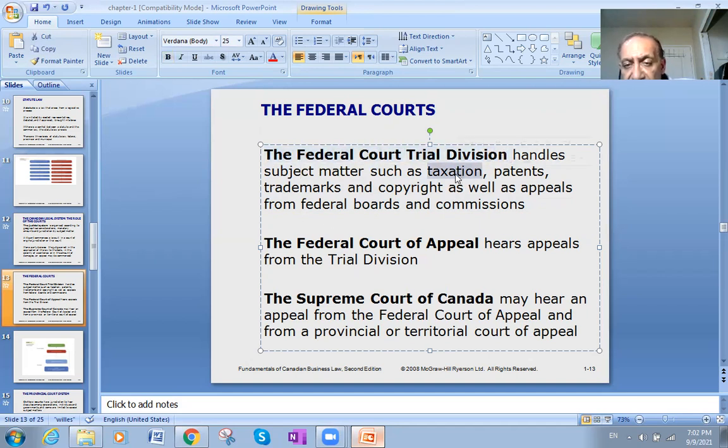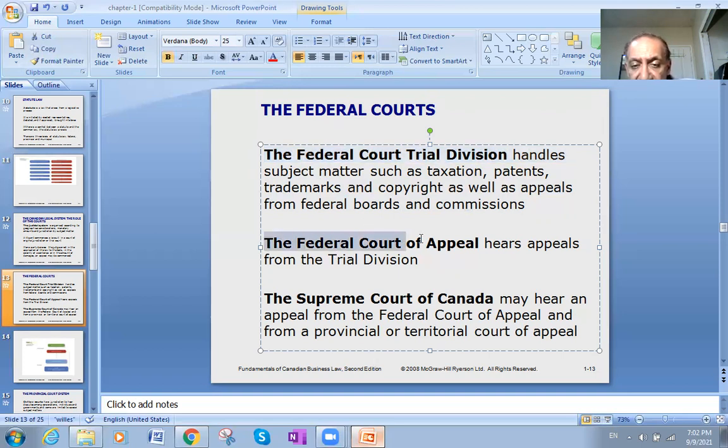Take care, any problem regarding taxes, patents, like the rights of patents, trademarks and breaching the trademarks, someone took someone's trademark and imitated it, copyrights, okay, all of those are under the supervision and process of the Federal Court Trial Division.